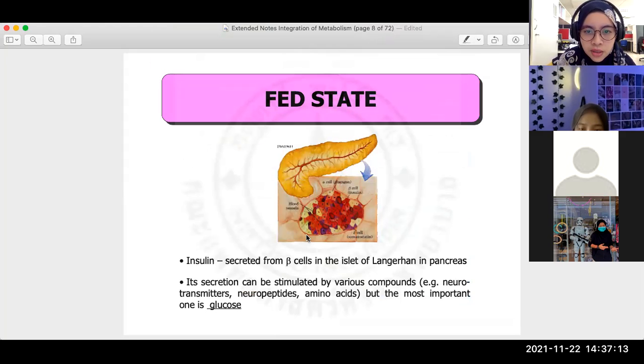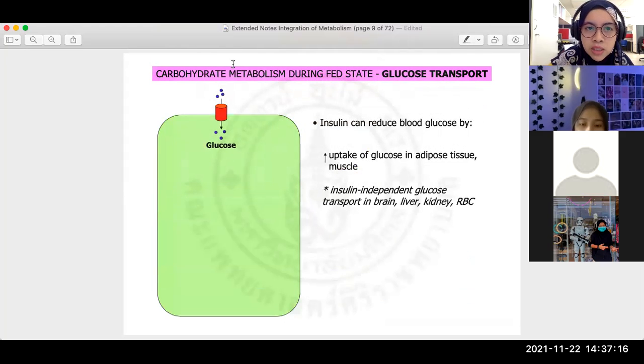Alright, so this is for the fed state. We will look into the fed state one by one. Remember, the fed state is when you have taken something in your diet. Insulin can reduce the blood glucose by increasing the uptake of glucose in adipose tissue and muscle. After eating, blood glucose level increases, so now insulin will try to reduce it by increasing the uptake of glucose into adipose tissue or muscle tissue.